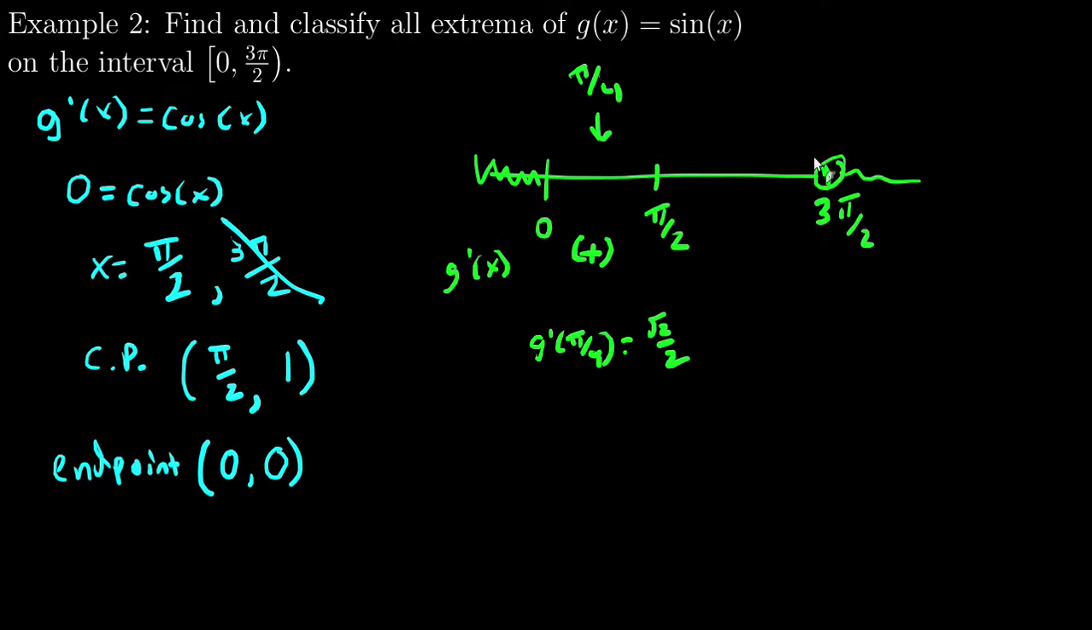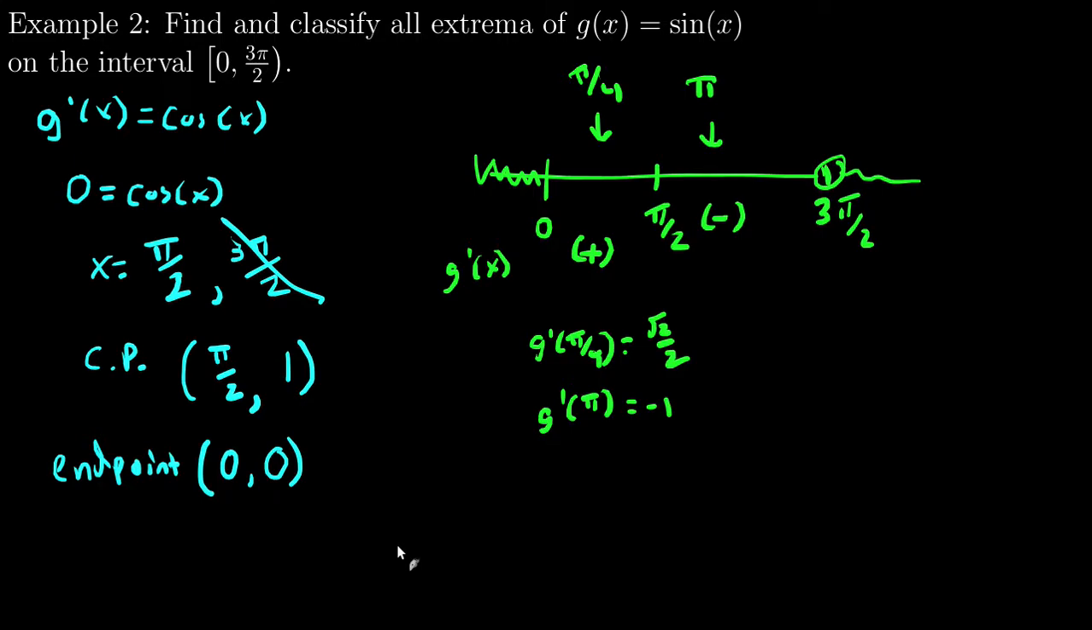From pi over 2 to 3 pi over 2, let's consider another point. And a nice point in here, I like using as easy of a point as I can, a nice point is pi. And so I'll actually do g prime of pi, which is going to be the cosine of pi. That's negative 1. And again, the only point where g prime hits 0 or might be undefined is pi over 2 on our interval. So it can't change signs anywhere except for here. So it'll be negative throughout the entire interval.